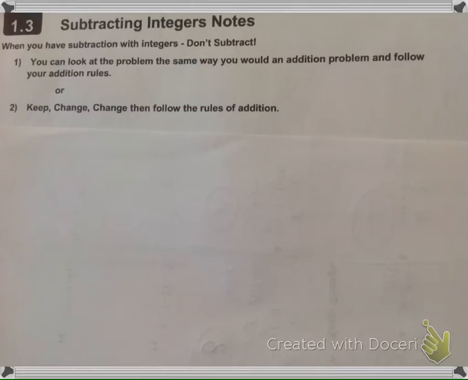The first thing you need to know about subtracting integers is that you don't subtract, you actually follow the rules of addition. There are two ways that you could do this, and depending on the type of problem, you'll have to decide what you need to do. The first thing you could do is look at the problem and just follow the addition rules, and I'm going to show you that first. The second way is what I call keep, change, change. So let's give that a try.